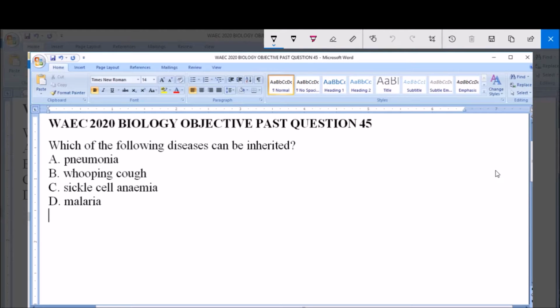Which of the following diseases can be inherited? A. Pneumonia. B. Whooping cough. C. Sickle cell anemia. D. Malaria. So we are asked which disease can be inherited. In other words, which of the diseases mentioned in the options is hereditary.